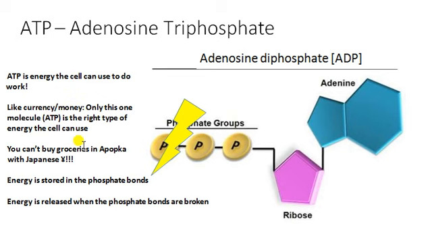Like the currency you use to buy things, if the cell wants to work, it compulsorily needs energy, that is in the form of ATP or phosphate. Energy is released when the phosphate bonds are broken.